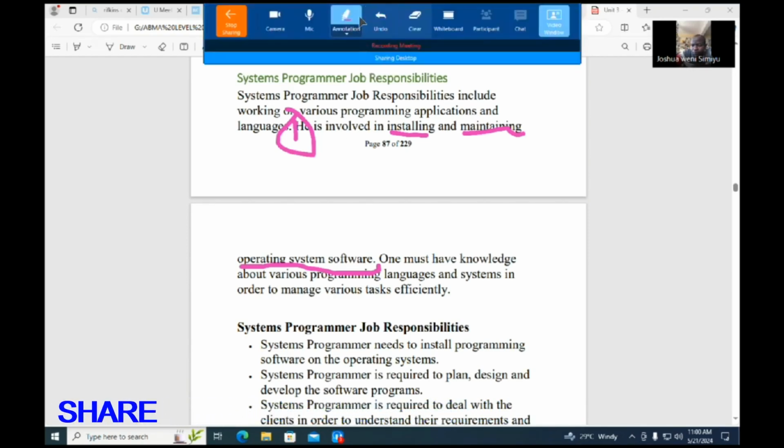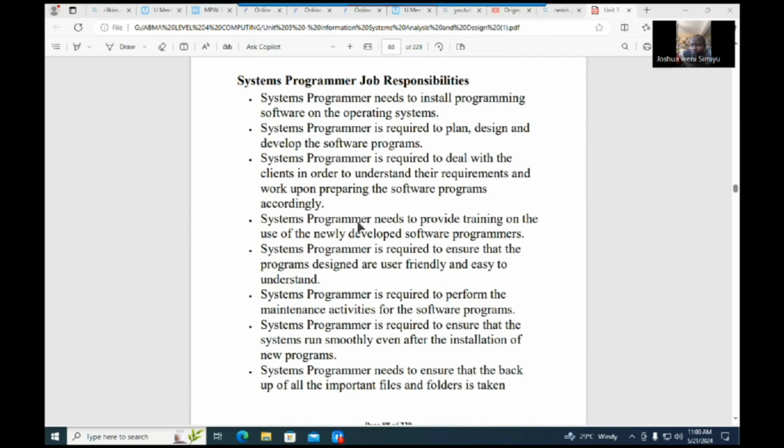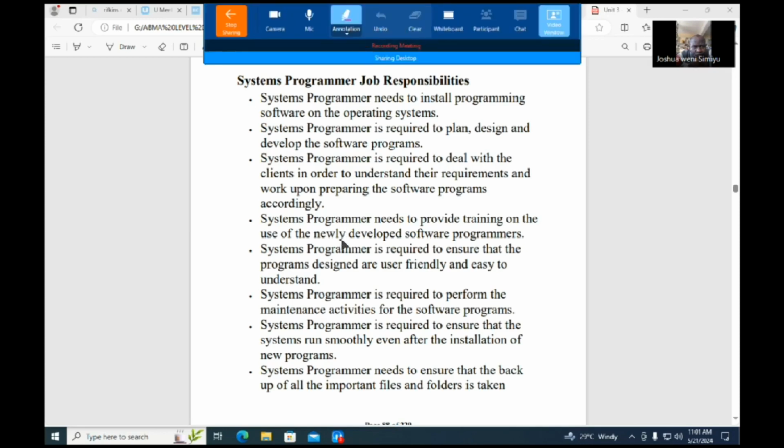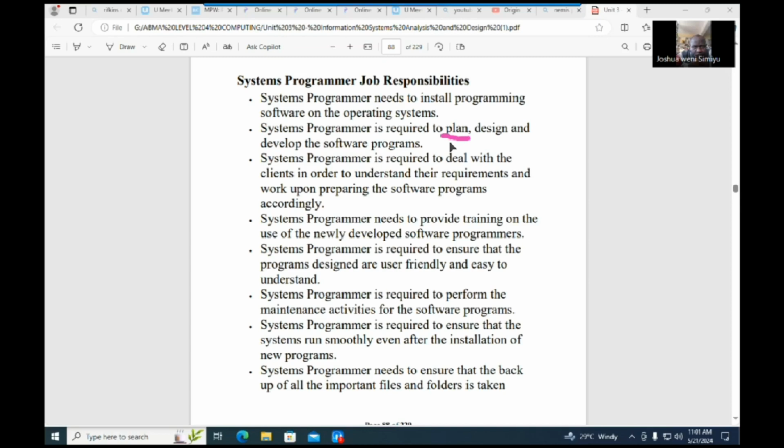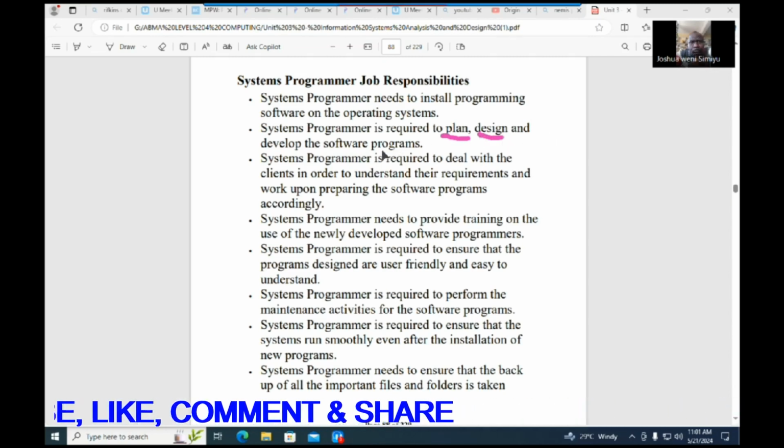There are many other roles of the system programmer, and we've talked about the first one, installation of programming software on the operating system. He needs to set the programming environment and install the tools and software needed for the programming work. Number two, the programmer is going to plan. He's going to come up with a plan and a design to develop the software programs. Apart from installing the software, he's going to develop a plan of how that implementation is going to be done, with his own design.